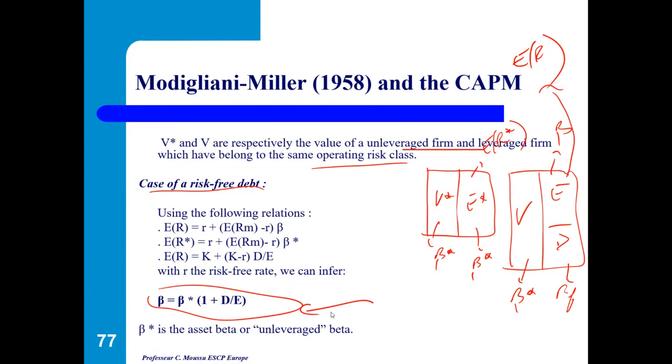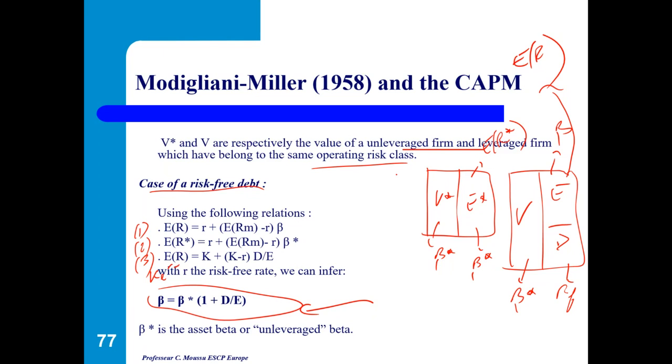I just show it to you here because it's not that complicated. I will try to do the maths quickly. You use three propositions. The first is the capital asset pricing model. The second is the capital asset pricing model for the leveraged firm. And the third is just proposition 2 of Modigliani-Miller, saying that KE, the cost of equity, is equal to the cost of capital K plus (K minus R) D over E.